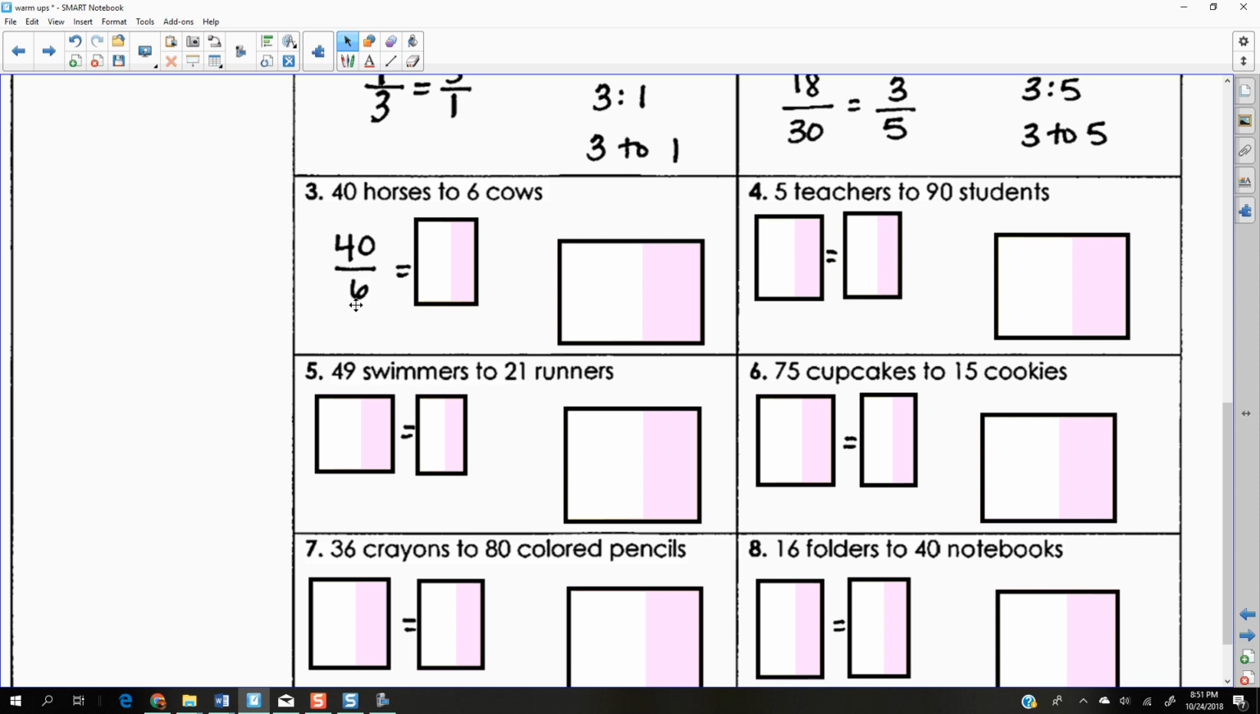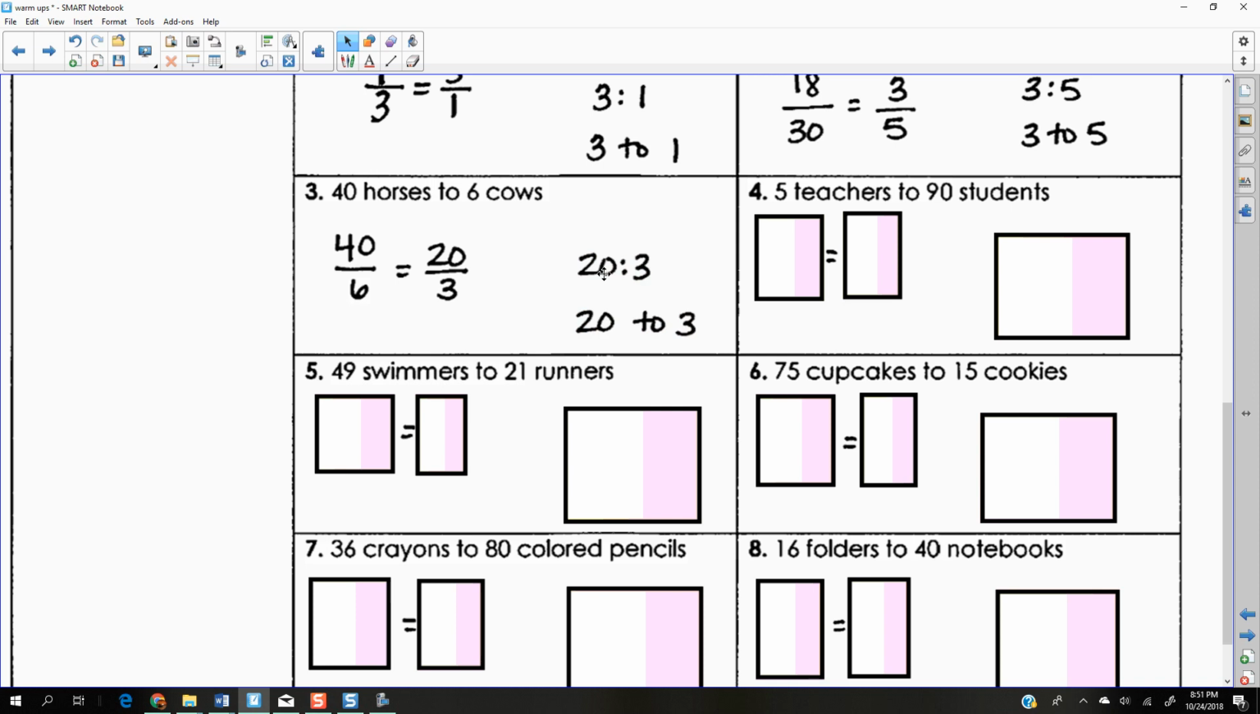All right, another one would be 3. Will 3 divide into 40? No, I don't think so. But I definitely know that 2 will. So 40 divided by 2 is 20, and 60 divided by 2 is 30. So in simplest form, if we have 40 horses to 60 cows, it's the same thing as saying 20 to 30. Got it?